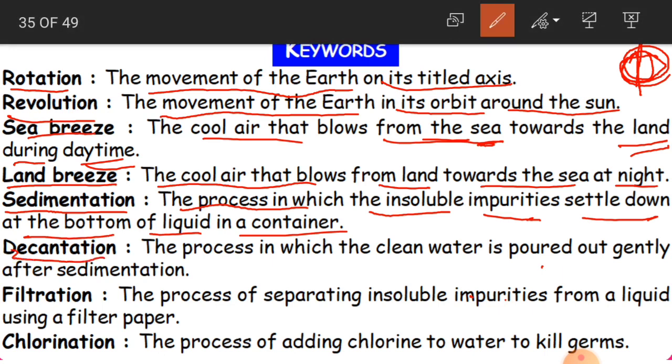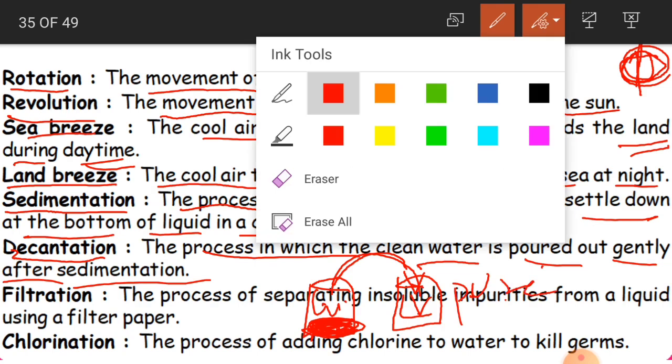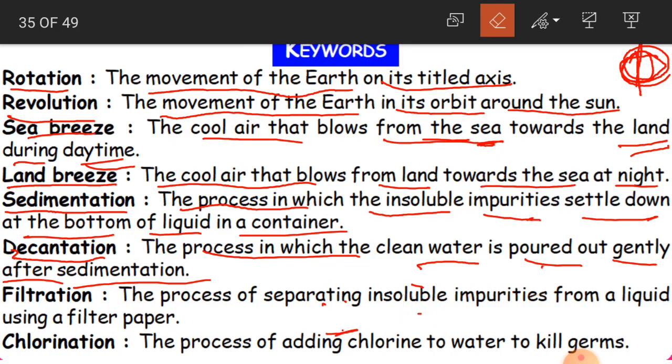Now, we'll learn about decantation. What is decantation? The process in which the clean water is poured out gently after sedimentation. After the water is sedimented, we take another container and pour this water without disturbing the insoluble impurities. So only the pure water will be collected here. This is known as what, children? Yes, it is known as decantation.